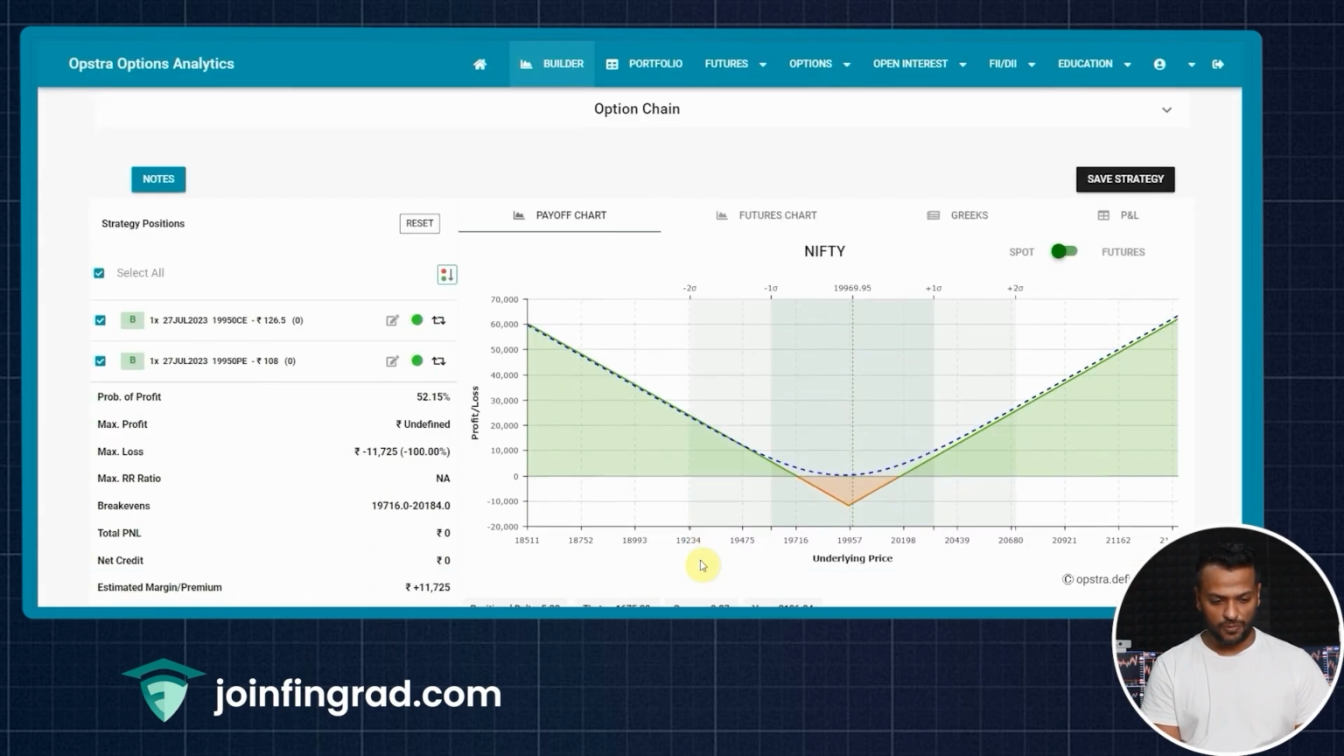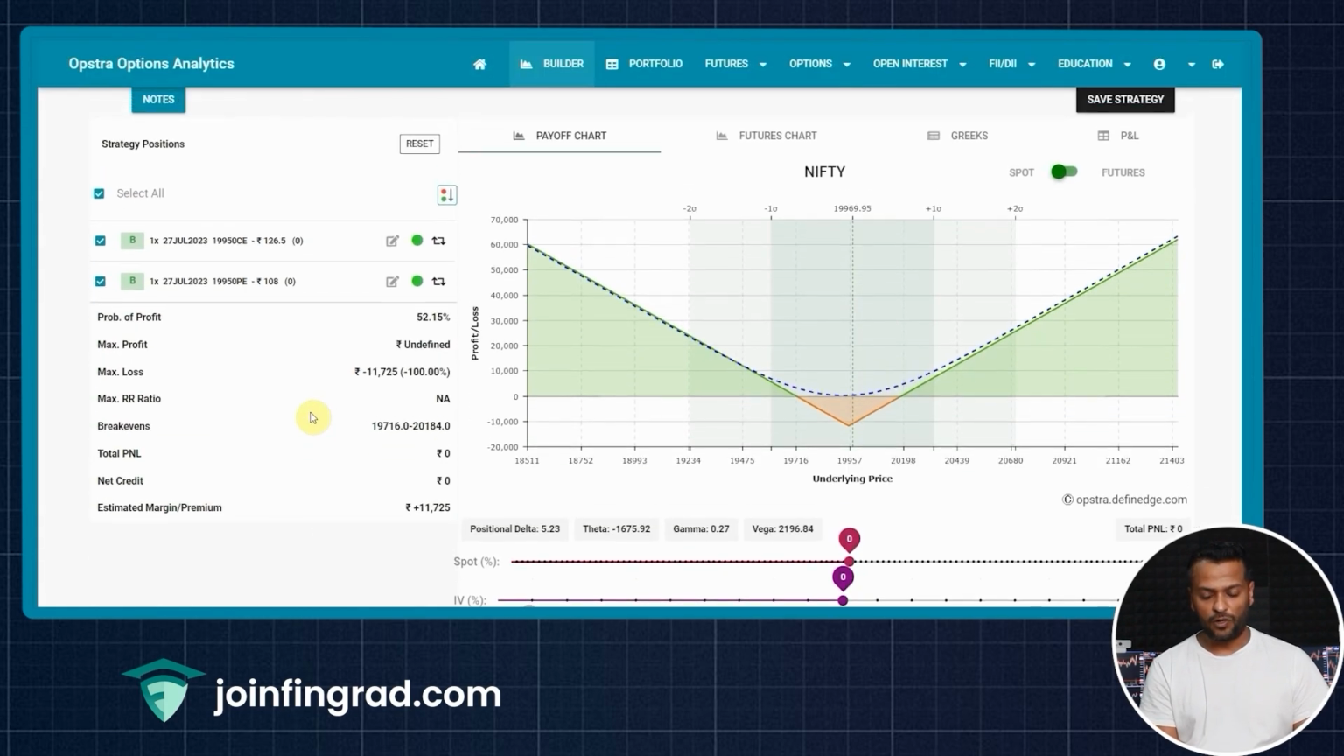Now if we go down, you can see the payoff chart here. If you look at the chart, in between the range it's showing red, which means if the market stays within the range, you can expect not to make money. But if the market trends in any direction, you can expect a bigger movement. Let us understand a little bit more about it.